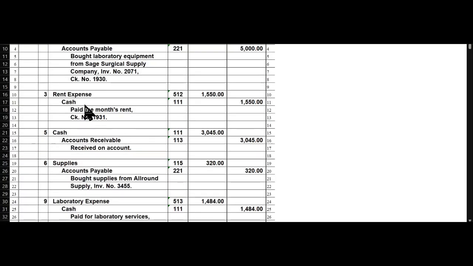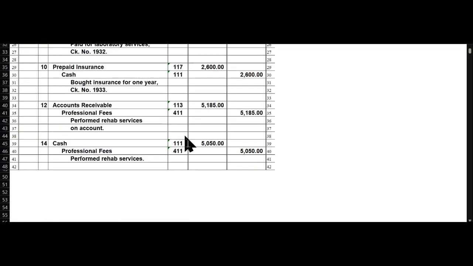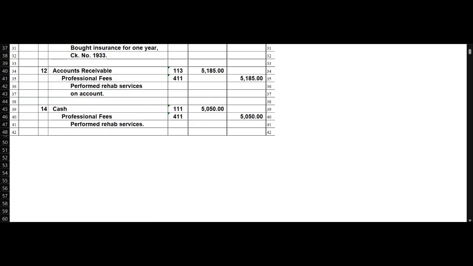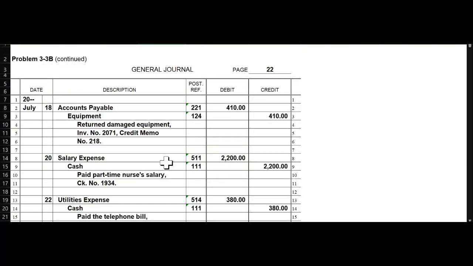Same thing we do for the next transaction. It was rent expense, and the narration tells us exactly what it is. Why am I debiting rent expense? Because this is a get. We receive the services of the landlord, the use of the building, so we pay the rent, and this is our give, so we credit cash. And you do the same thing for each of the transactions. You go through and you record, journalize all of your entries.